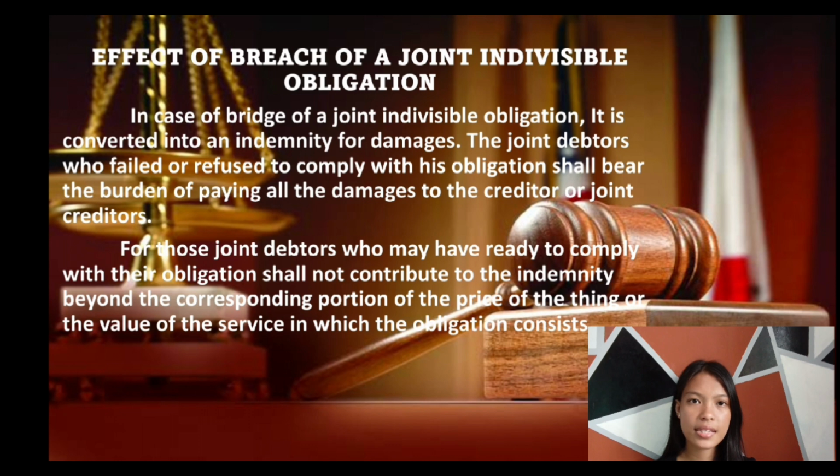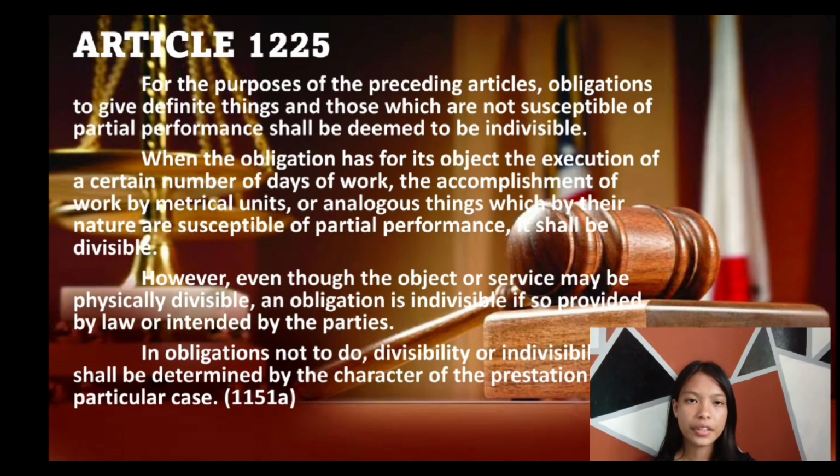So, X, at the time when they were already bound to comply with their promise, went missing. Nevertheless, Y was not so and in fact was ready to perform. If all the expenses to cover the concert and damages required by Z amount to 1 million peso, what is left for Y to do? So Y can pay 500,000 peso, this amount corresponding to the proportion of the value of the service in which the obligations consist. Next is Article 1225.